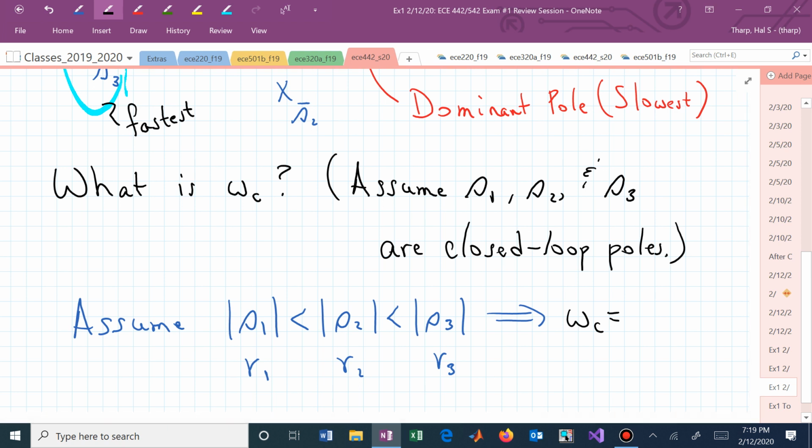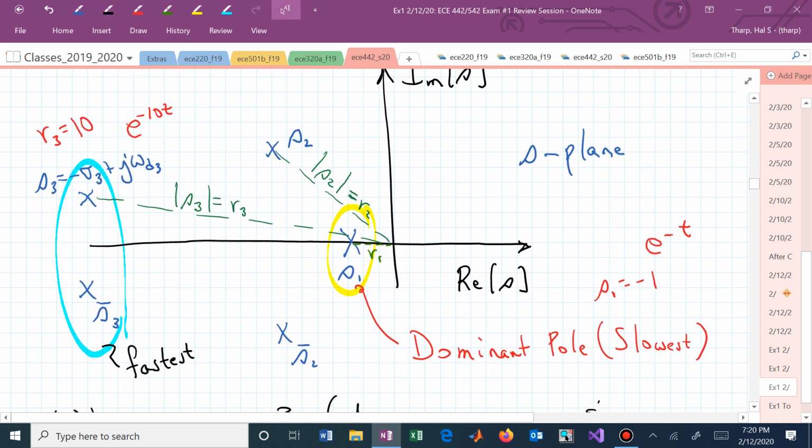What do we use? We use the magnitude of S sub 3. We use its distance away, its natural frequency. That's now the magnitude of S sub 3. And I called that sigma sub 3 plus j omega sub d3.